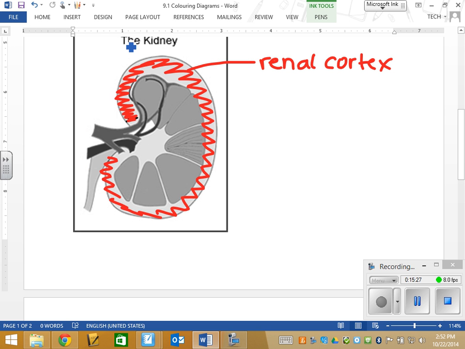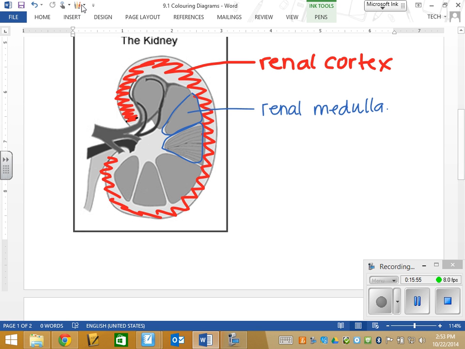Now the second part are these little sort of triangle-shaped pieces that are a bit darker, and this is true to life. When we cut up kidneys on Friday, you will see that the outer layer of tissue on a kidney is lighter, and then there's these really dark portions in the middle. These sections are called the renal medulla.